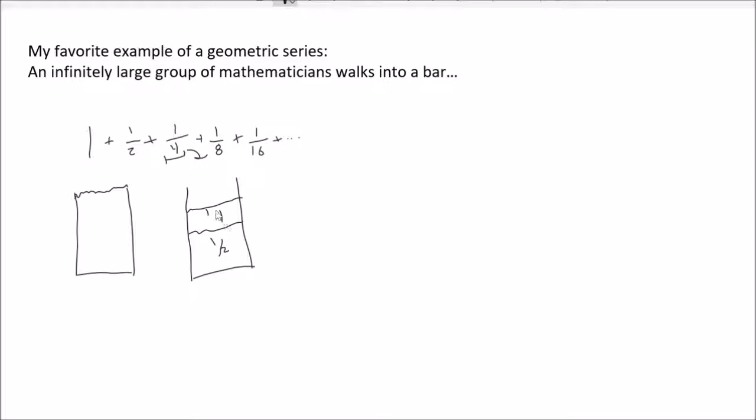So there's the 1/4. What about the 1/8? We're going to put the 1/8 in the same cup. How much of this space is filled? Well, half of that space is filled by the 1/8. And then the 1/16th, half of that space is filled. The next one would be 1/32nd, half of that space is filled. I hope you can see, it keeps filling half of that space each time we add the next mathematician. So does this glass ever get full?